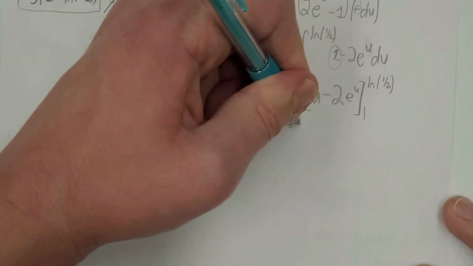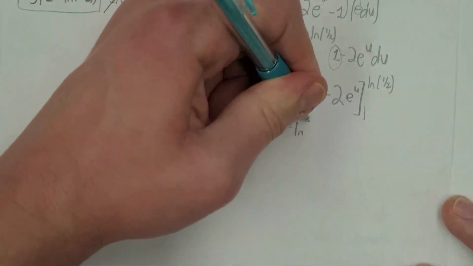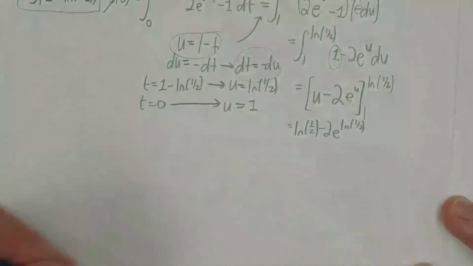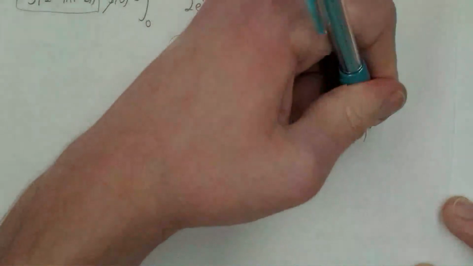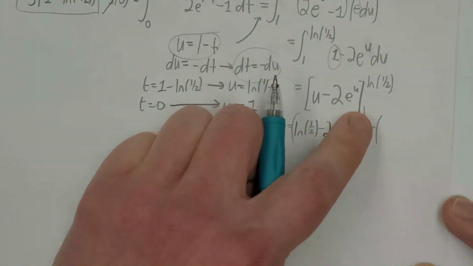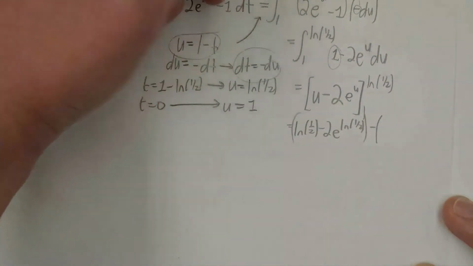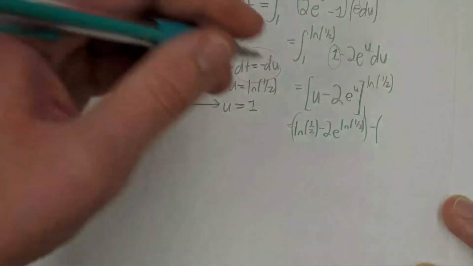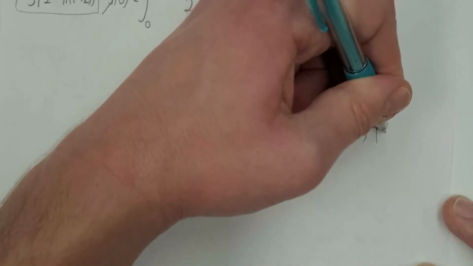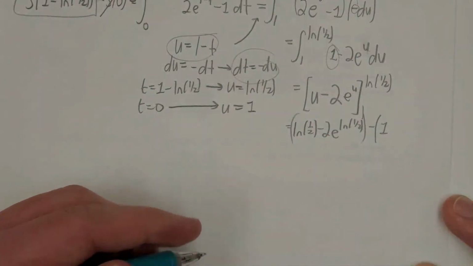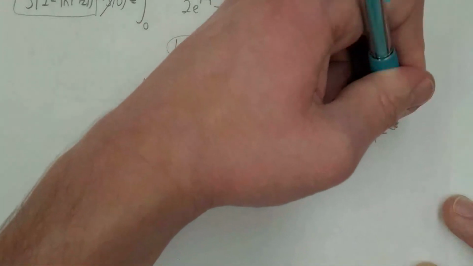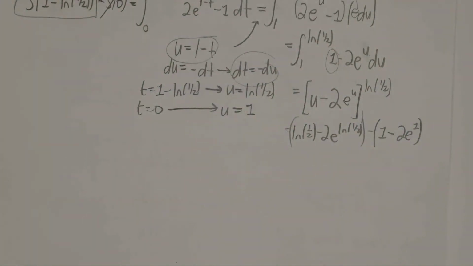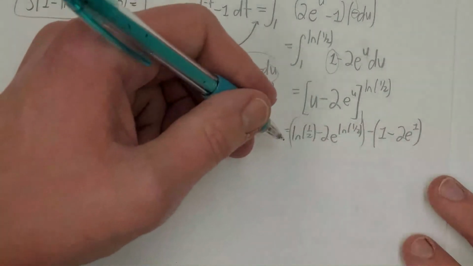So we let u equal natural log 1 half. We get natural log 1 half minus 2 times e to the natural log of 1 half. And then minus, oh gosh, okay, yeah, that became 1. Never mind, we're good. Sorry, I freaked out for a second there. So let u equal 1, then we get 2 times e to the 1. Yeah, okay. We're good, no worries.